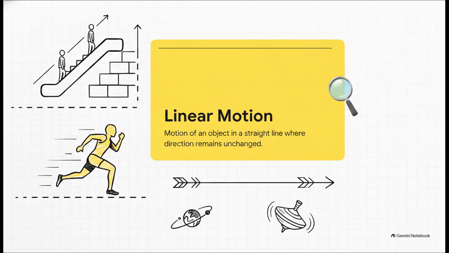Period. Picture a sprinter absolutely tearing down a 100-meter dash in a perfectly straight lane, or just standing on an escalator steadily gliding up to the next floor. This is fundamentally different from non-linear motion, like a spinning top or the Earth orbiting the sun. Those involve continuous, constant changes in direction. But for our baseline today, we're keeping things strictly, beautifully straight.